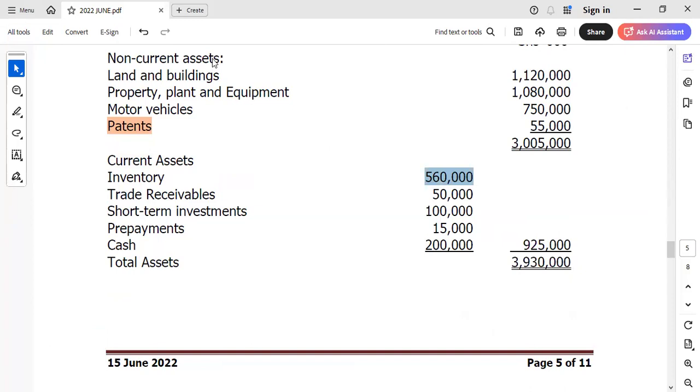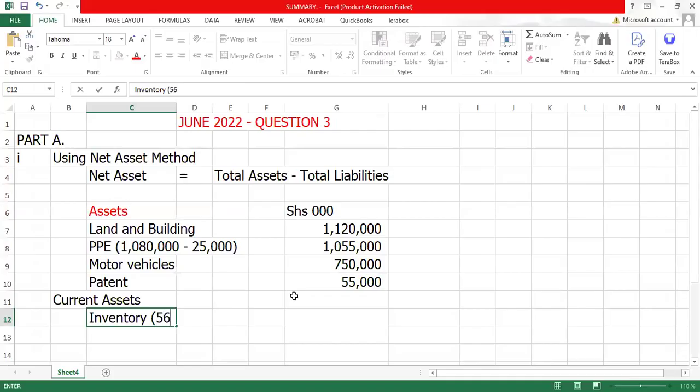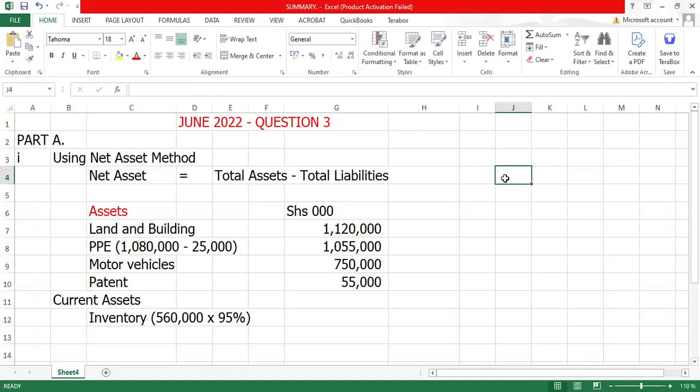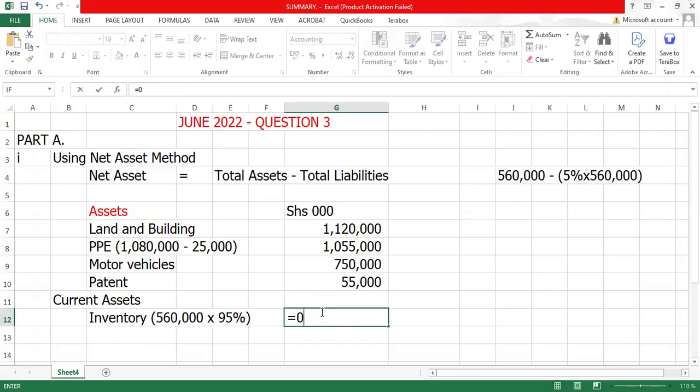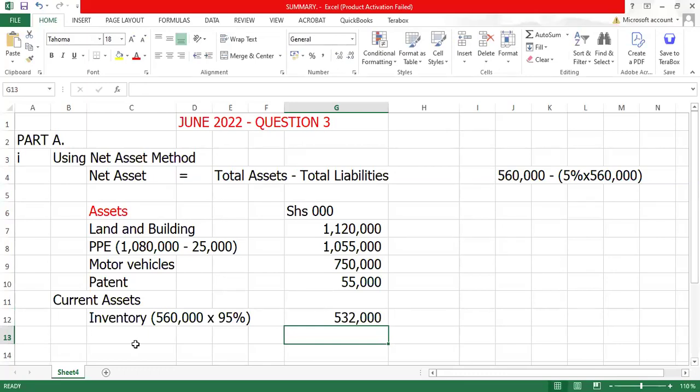So you can get 560,000, then you multiply by 95%. Or if you don't want to use that approach, you get 560,000, then you remove the 5% of 560. You get the same. Here, how much do you get? 0.95 times 560.